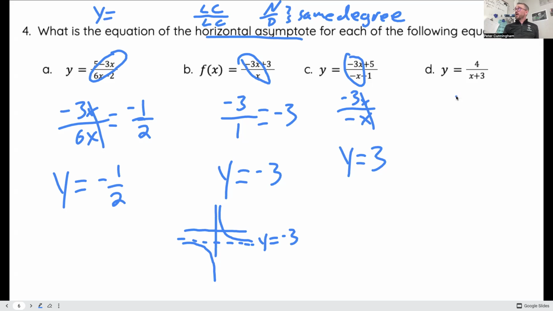Now, studio audience, do the denominator and the numerator have the same degree here? No. Hope at home you can hear everyone saying no. So if they do not have the same degree, then your horizontal asymptote will be at y equals 0, which would be the x-axis.